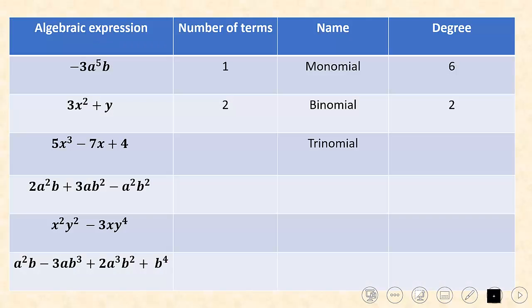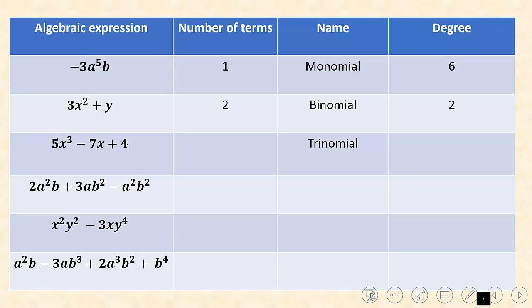Let's go and have more examples on page 32 in your school book. We are going now to solve question number 2. We have a table. I am given the algebraic expression. He wants me to find the number of terms, the name of the expression, and the degree. So let's go and begin.